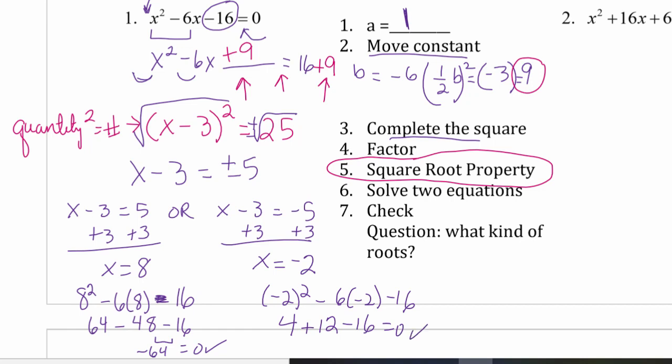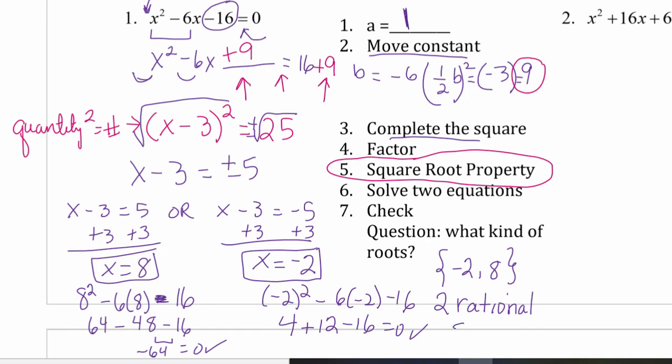Okay, so here's a question for you. See if you remember. What kind of roots are these? What kind of solutions? What kind of numbers? When we got x equals -2 or x equals 8, those are our two solutions, -2 and 8. And if you recognize those as rational roots, two rational solutions, then you're absolutely right. Beautiful. Okay, let's go through this whole process again with another example.